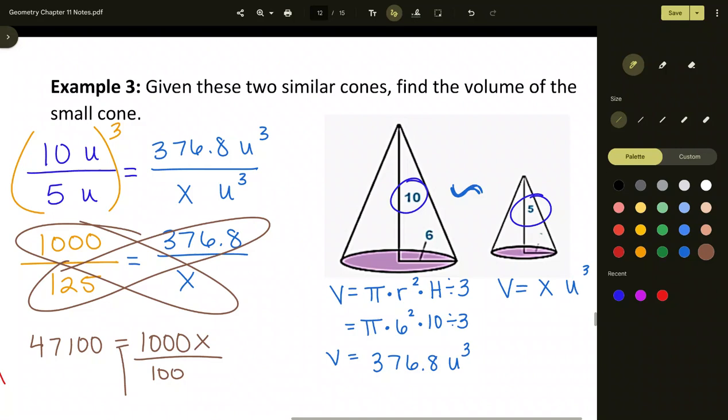So a little t-chart, divide by 1,000 on both sides. Divide by 1,000. And I get an answer of 47.1. And this would be the volume, cubic units. So volume 47.1 units cubed.